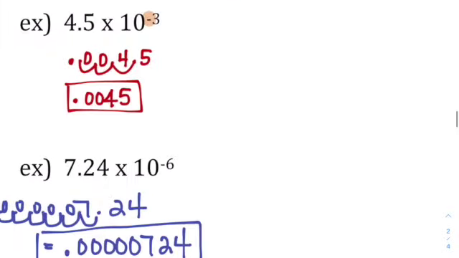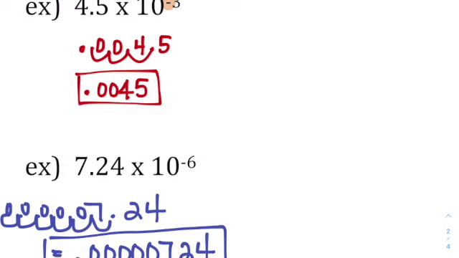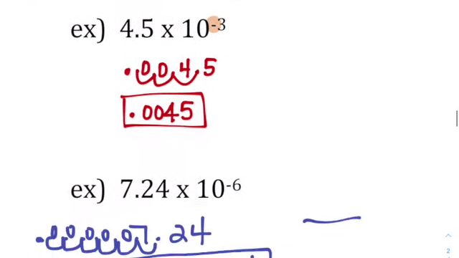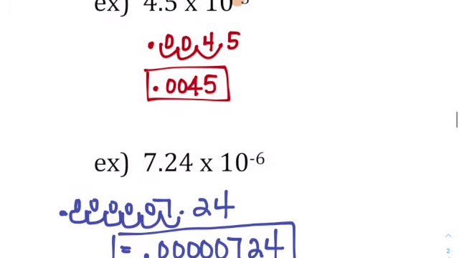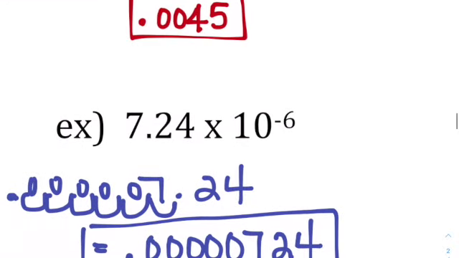And the one after that, you have a negative 6 as your exponent. So again, it's going to be negative, and therefore the number has to get smaller. And when the number gets smaller from 7.24, it has to go towards the left-hand side. And when you go to the left-hand side, you start with your decimal after the 7.